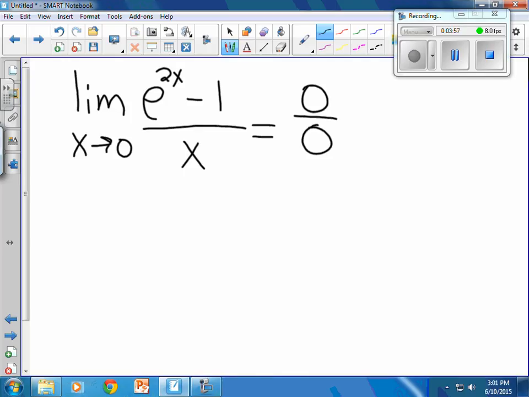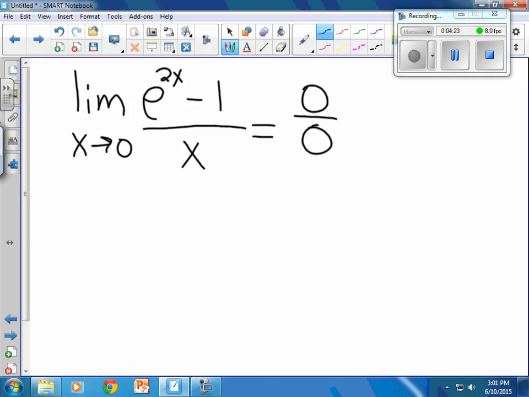The numerator is also 0, so that gives us some hope that the limit exists. However, we don't have any way to cancel off this x in the denominator. The e to the 2x minus 1, there's just nothing there to cancel the x off with. So we can't do factoring and canceling. Another trick that sometimes we employ is rationalizing either the numerator and the denominator and then doing some canceling, but nothing there seems to work.